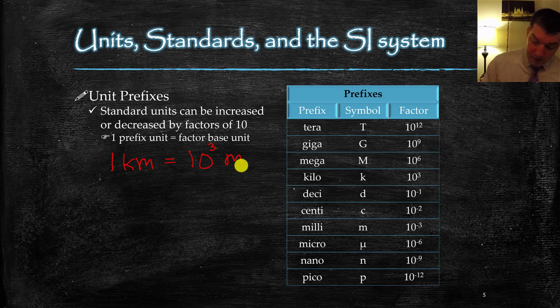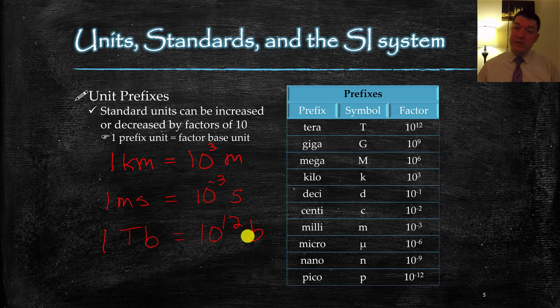That would be the same thing for seconds. So 1 millisecond is the factor for milli, 10 to the negative 3rd of the base unit, seconds. 1 terabyte is the factor for tera, 10 to the 12th of the base unit, bytes. And now you can see how you can take one of any of these prefix units that you see along the left-hand column, and you get the factor, the right-hand column of the base unit.